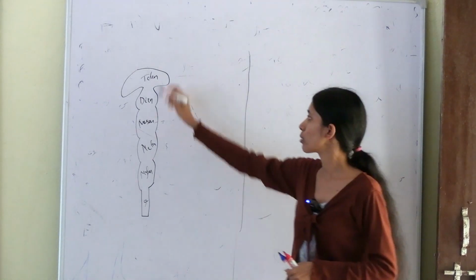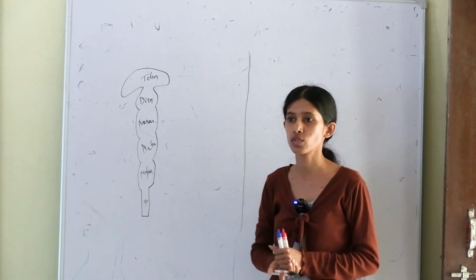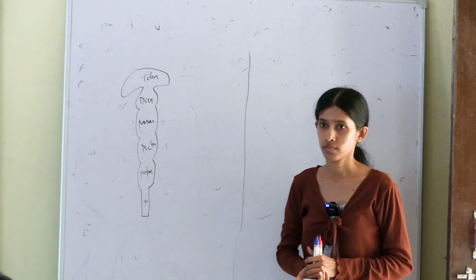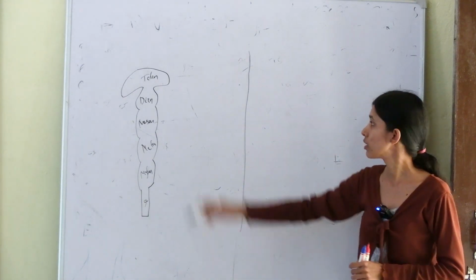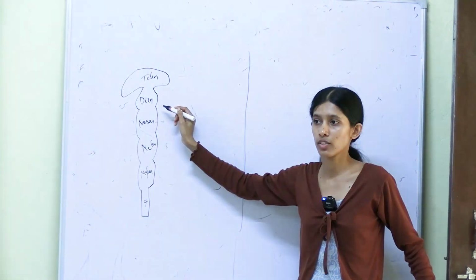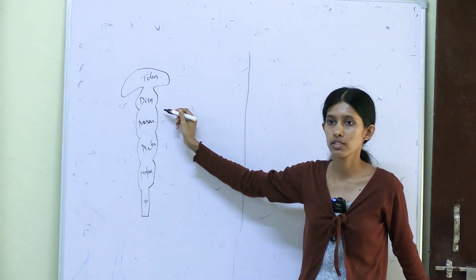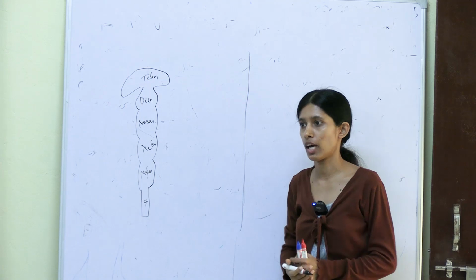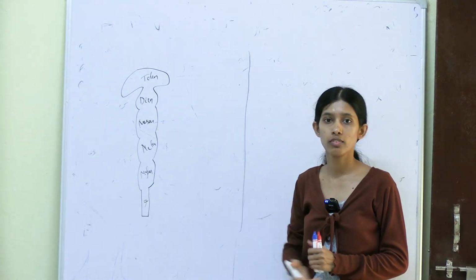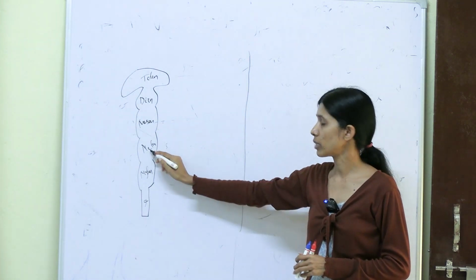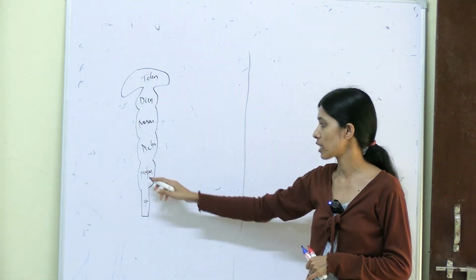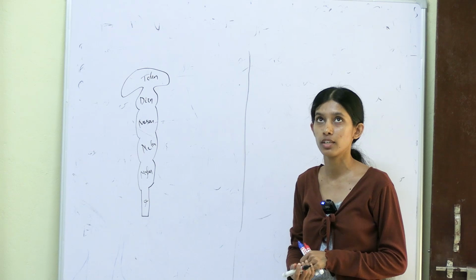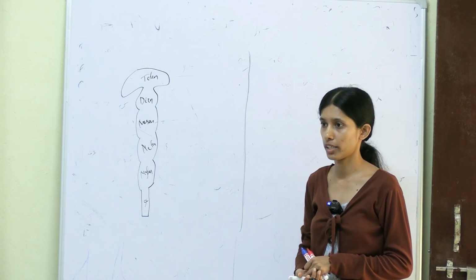Okay. Your telencephalon will give rise to the cerebral hemisphere and your diencephalon will give rise to thalamus, hypothalamus and epithalamus. Mesencephalon will give rise to midbrain and the metencephalon will give rise to pons and cerebellum. The last part, that is myelencephalon, will give rise to medulla oblongata.